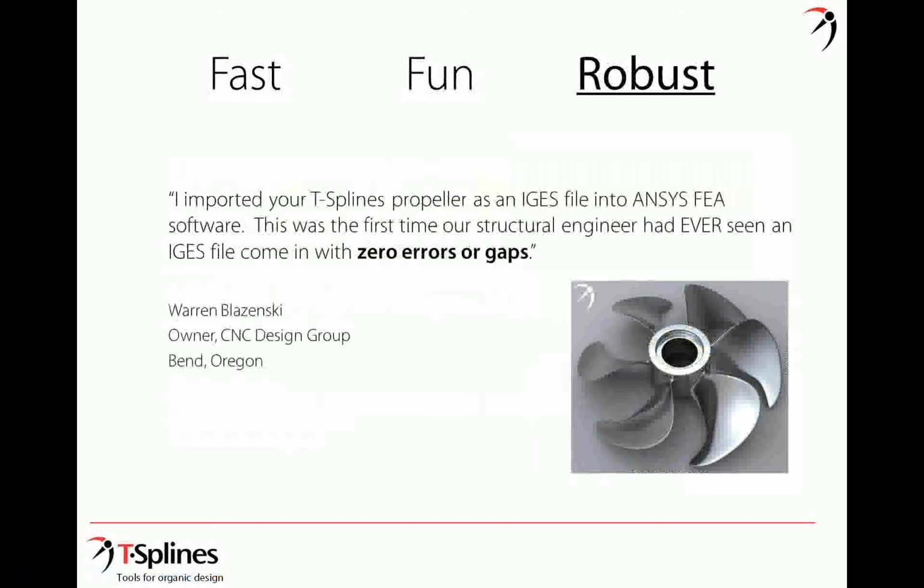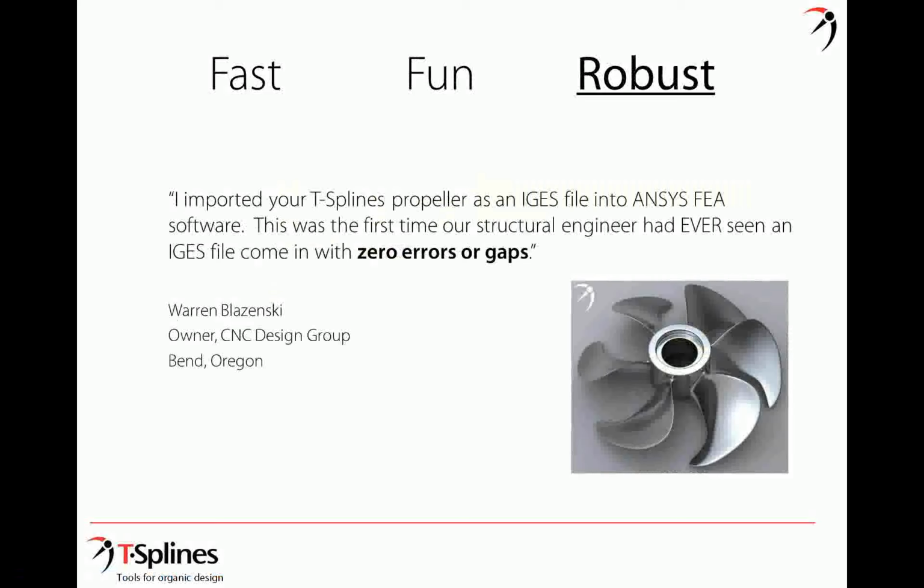And then finally, it was really important for us to make T-Splines a very robust, mathematically robust solution. This type of feedback comes in fairly often, where T-Splines reads in with 0 errors or gaps to downstream software. That's because it is actually a mathematically watertight technology that converts perfectly to NURBS.